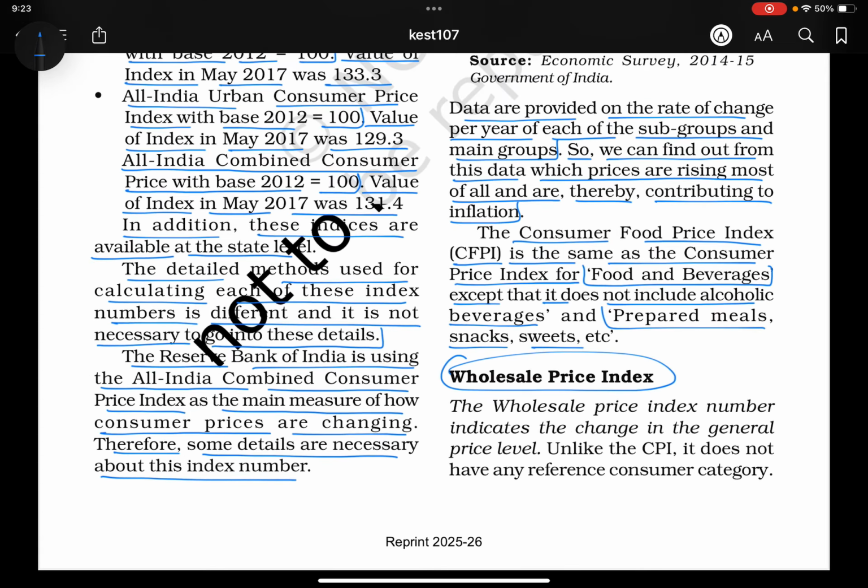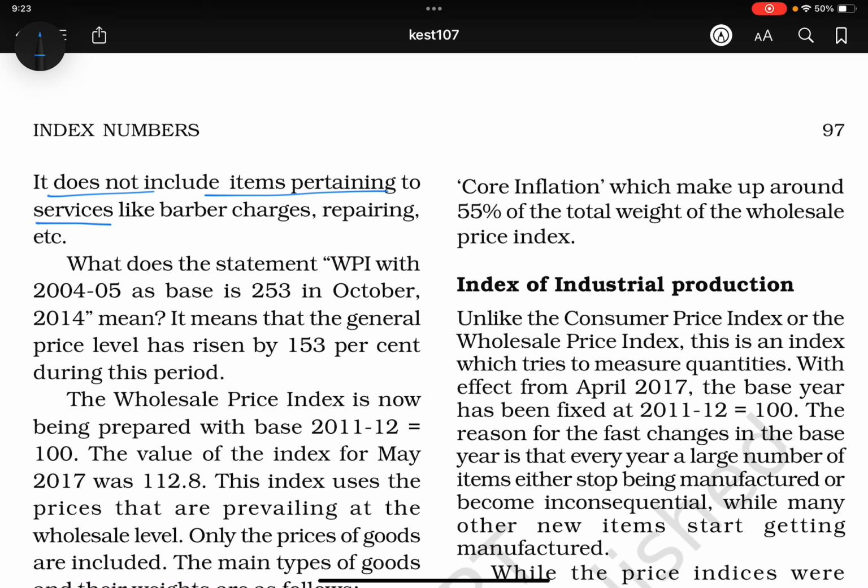होलसेल प्राइस इंडेक्स मतलब कि इसकी शॉर्ट फॉर्म क्या होती है? WPI. The wholesale price index number indicates the change in general price level. Unlike the CPI, it does not have any reference consumer category. It does not include items pertaining to services like barber charges, repairing, etc.